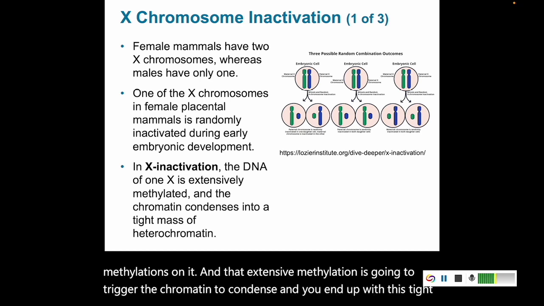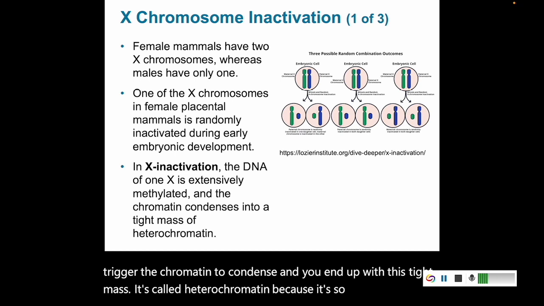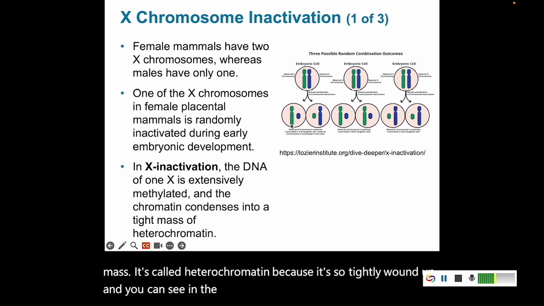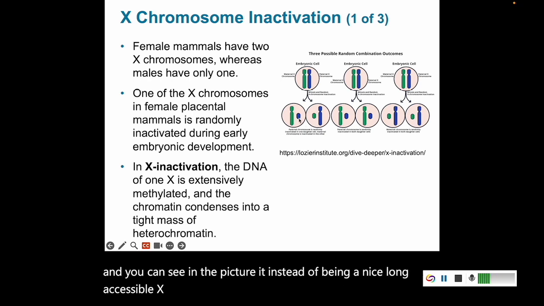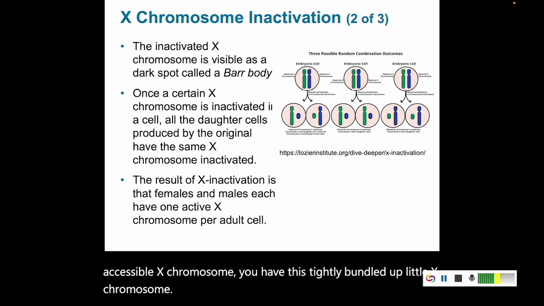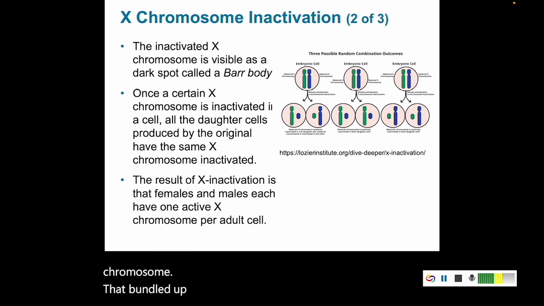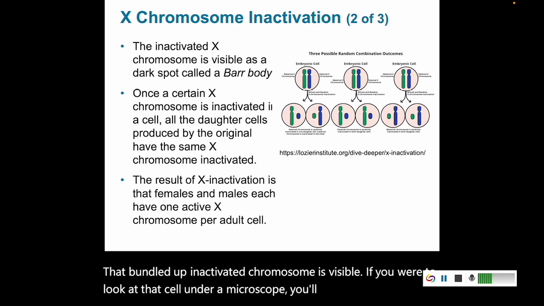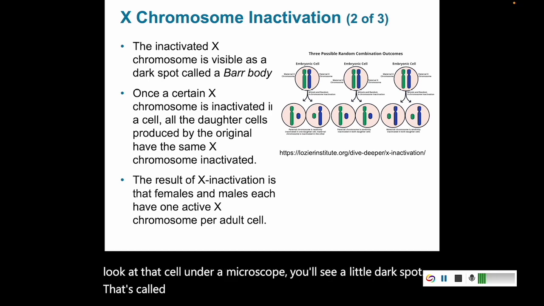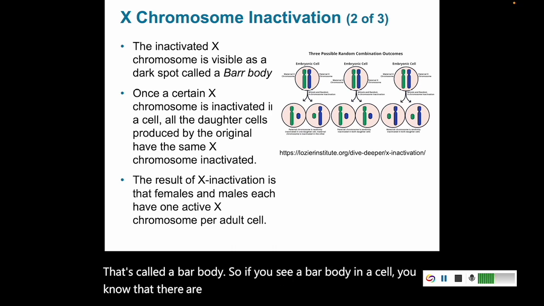It's called heterochromatin because it's so tightly wound up. And you can see in the picture, instead of being a nice, long, accessible X chromosome, you have this tightly bundled up little X chromosome. That bundled up inactivated chromosome is visible. If you were to look at that cell under a microscope, you'll see a little dark spot. That's called a Barr body. So if you see a Barr body in a cell, you know that there are 2 copies, and that is an inactivated copy of the X chromosome.